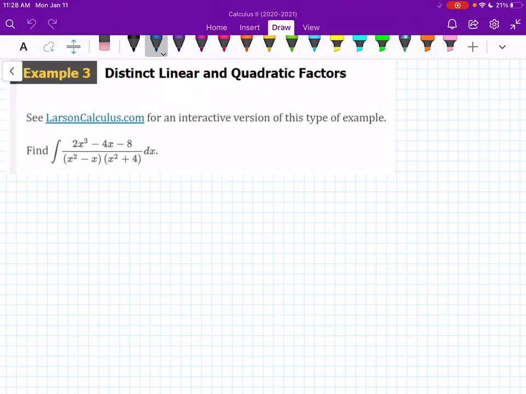All right, we are continuing with partial fractions. We're going to do example 3 and example 4 today. So example 3 deals with distinct linear and quadratic factors.